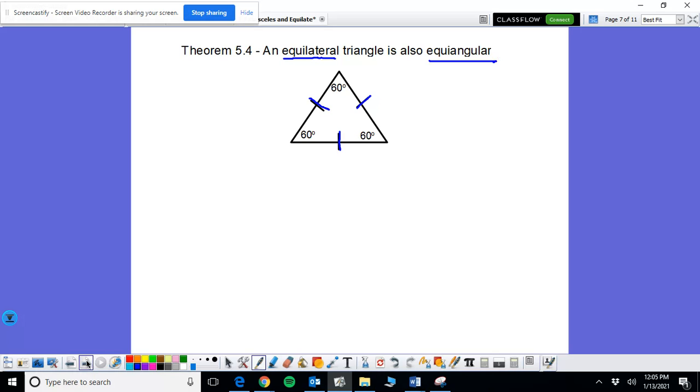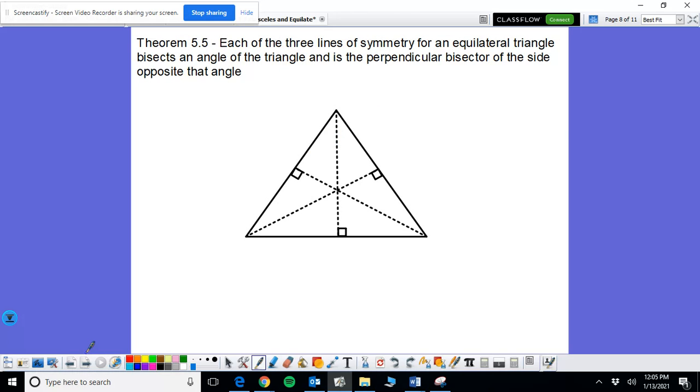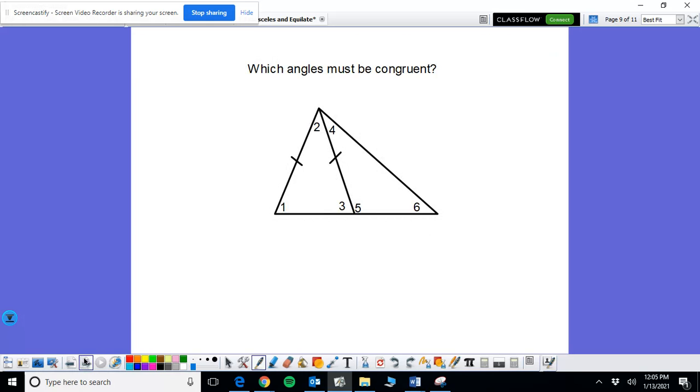It's just a quick note. Basically, if all sides are the same, then all angles will be the same. I'm going to skip this theorem, guys. It's not worth our time this year.